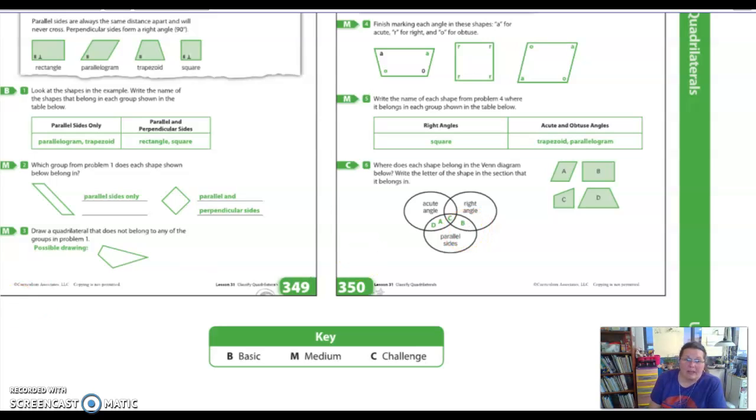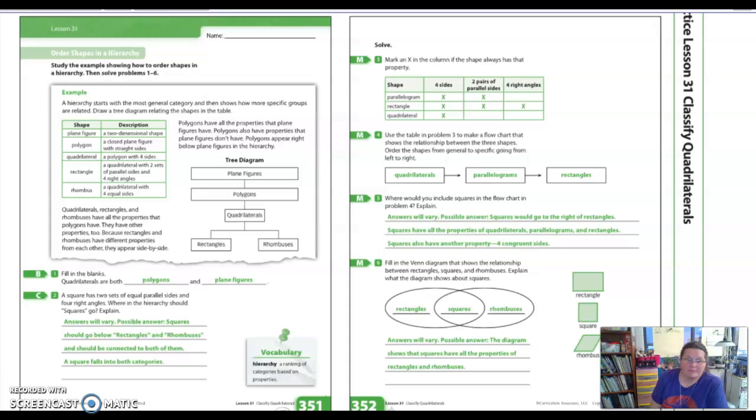Now let's turn to page 351. And let's go over these answers. So this was talking about the shapes in a hierarchy, whether it be the tree or the flow. Please pay attention to this. This is so important for future geometry understanding of the shapes and how they fall into a family.